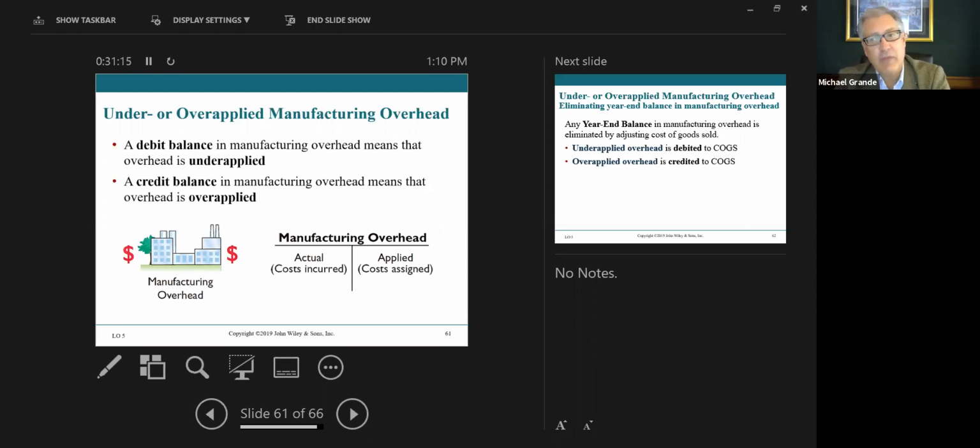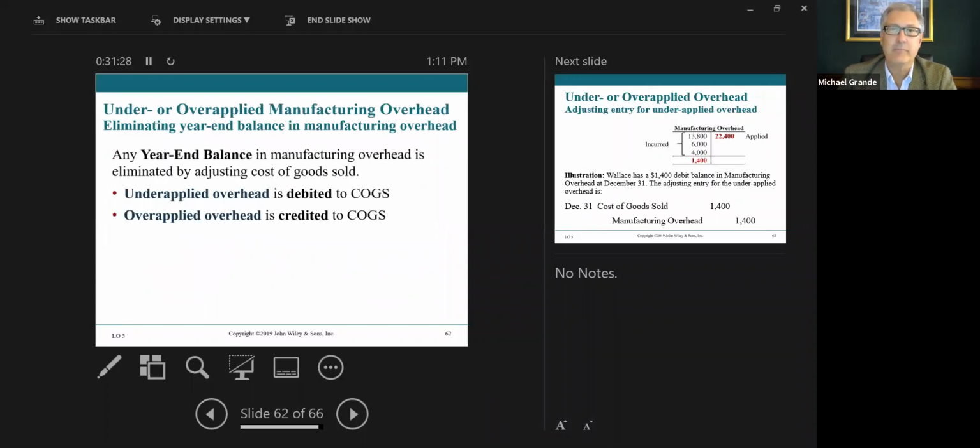On the other hand, we could have a credit balance in the manufacturing overhead. And that means we put too much cost into our product cost, work in process. That means we overapplied. What do we do with the difference? Underapplied or overapplied manufacturing overhead at any year-end balance in manufacturing overhead is eliminated by adjusting the cost of goods sold. Now, I would say that you want to do it at least quarterly, because if you're issuing quarterly financial statements, you want to clean up this account.